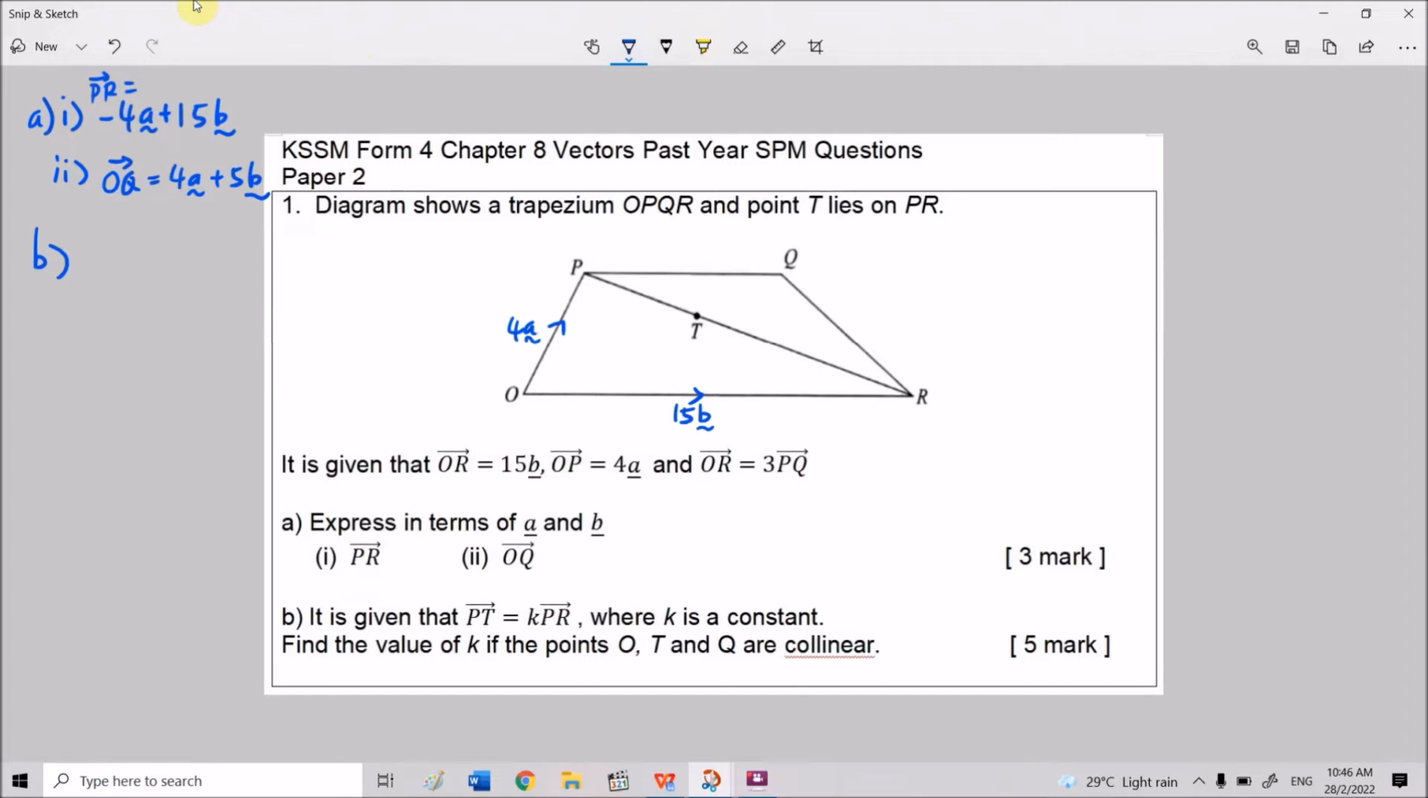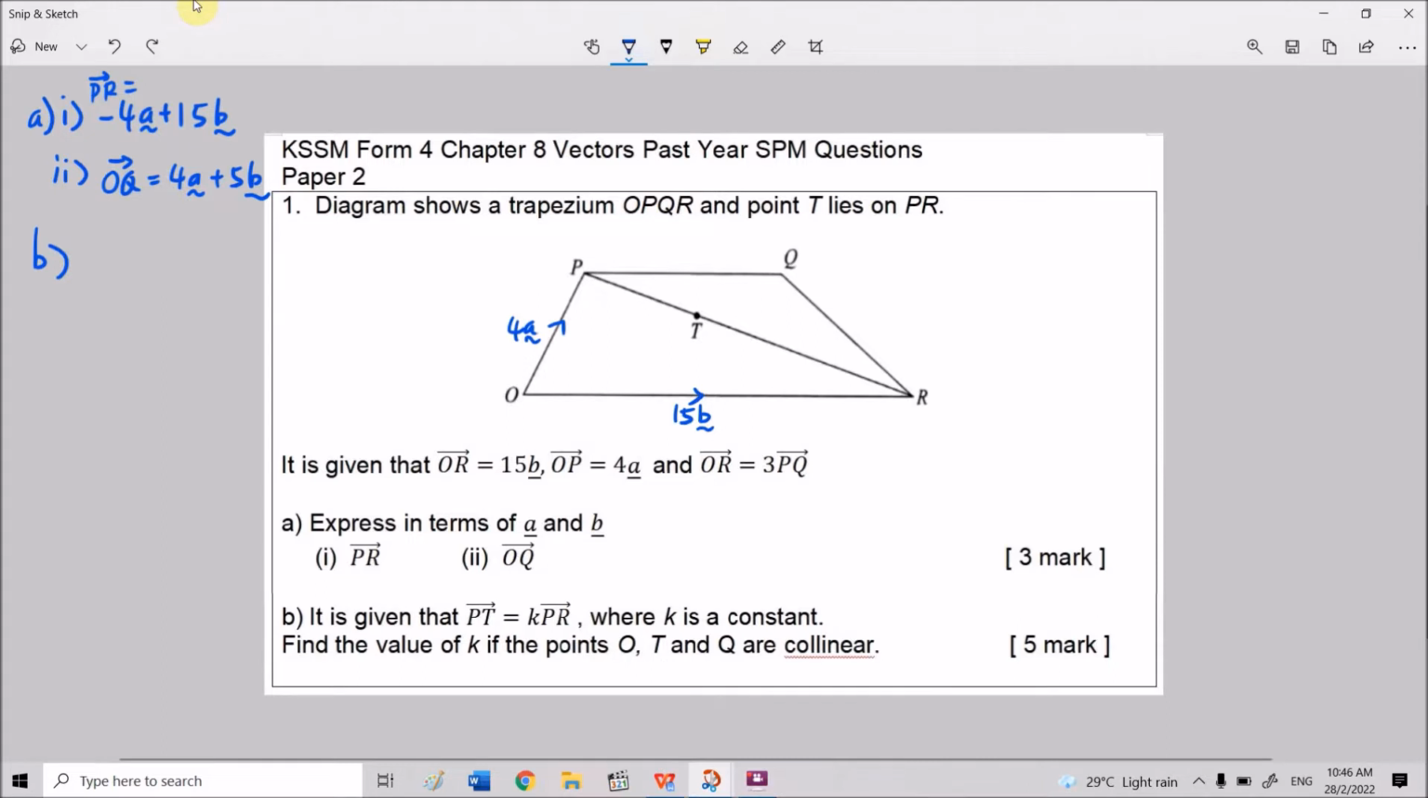So we look at question B. You may pause the video again to read the question. It is given that vector PT equals K vector PR, where K is a constant. So find the value of K. First we look at where vector PT is. PT is here, and PR is here. Next, find the value of K if the points O, T, Q are collinear.